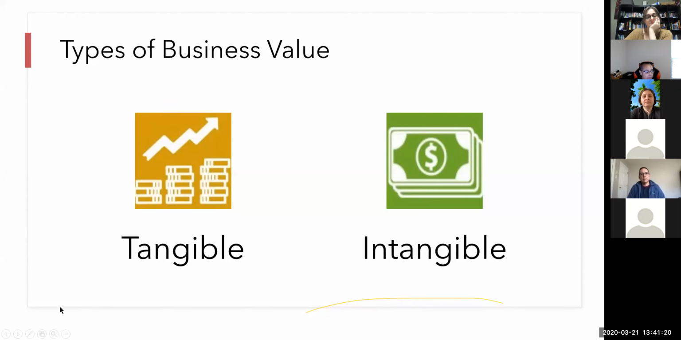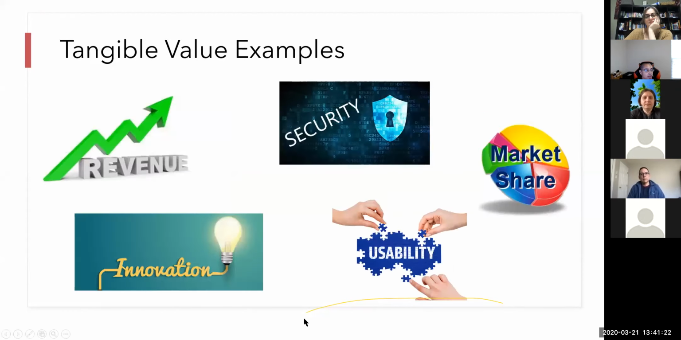Here are some examples of tangible ones: increased revenue, more innovation, a bigger market share, security. Sometimes how this relates to a product is that in order to get a big client or several big clients, you need to enhance the security you have within your product. So you can directly relate that to a return on investment, if you will.